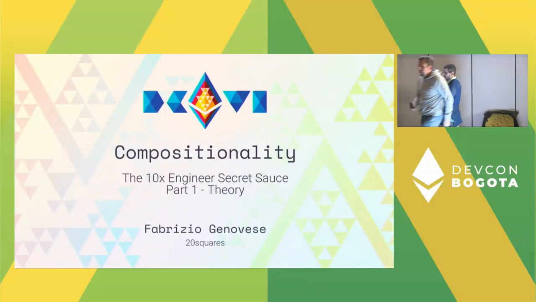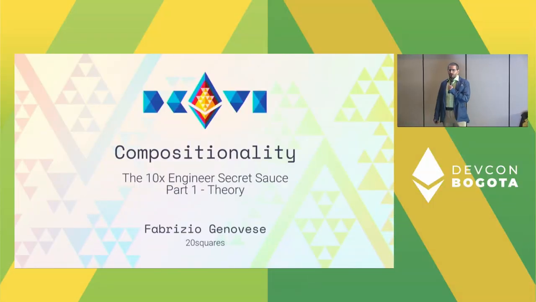I'm Fabrizio. This will be a talk about compositionality. It's probably a word that not all of you know, and I'll try to explain what this is about in the course of this workshop.